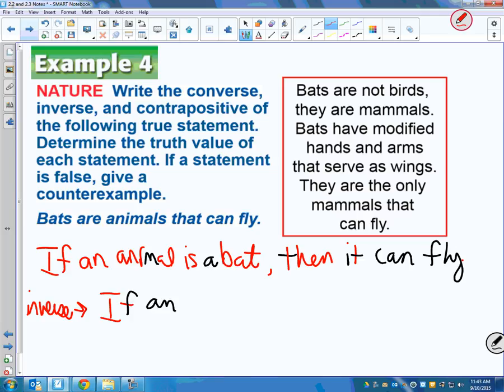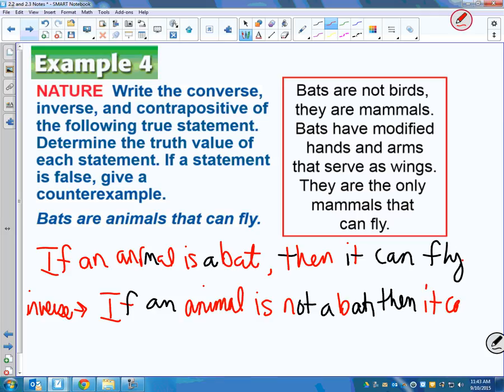I should have had this typed so I could just push it and it appeared, right? It's both fly and bat. If an animal is not a bat, then it can't fly. We want to talk about the truth value of this, or we want to just write them all and then talk about the truth values? Well, that one's false. They told us the original is true. If an animal is not a bat, then it can't fly.